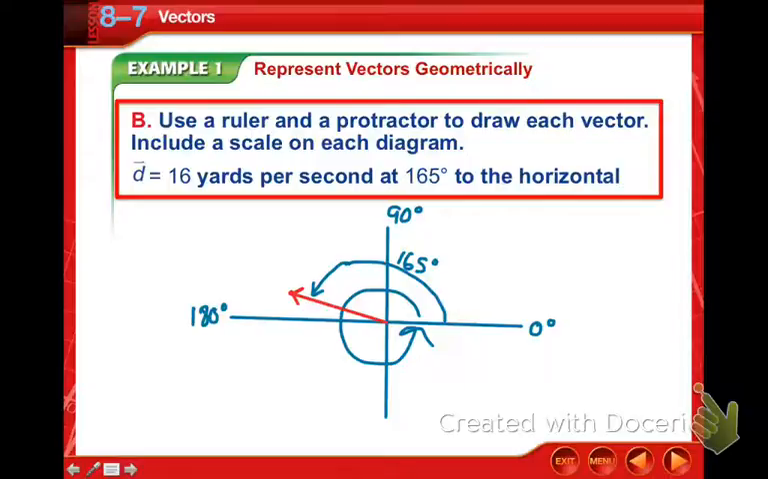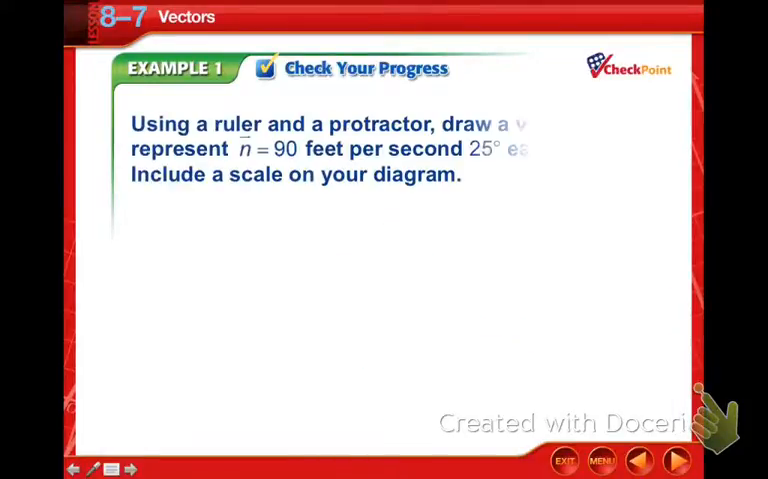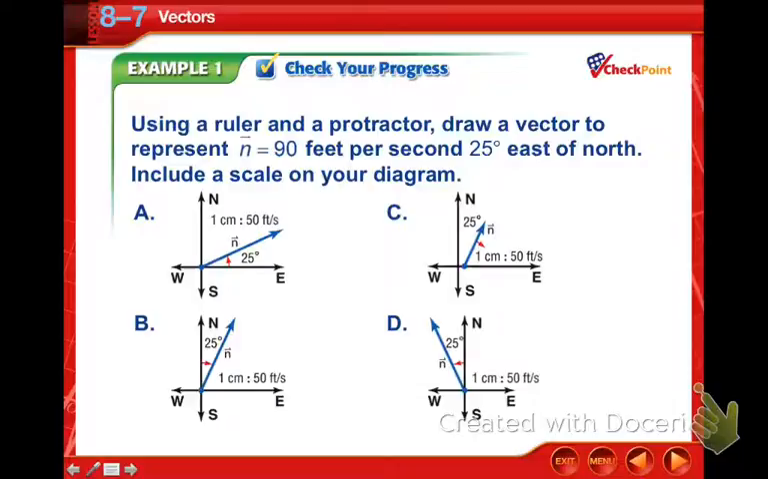So there we go. Again, kind of hard to do a vector without a protractor and ruler, but you get the general idea. So here we have some options, right? Using a ruler and protractor, we want to draw a vector to represent vector n equal to 90 feet per second.